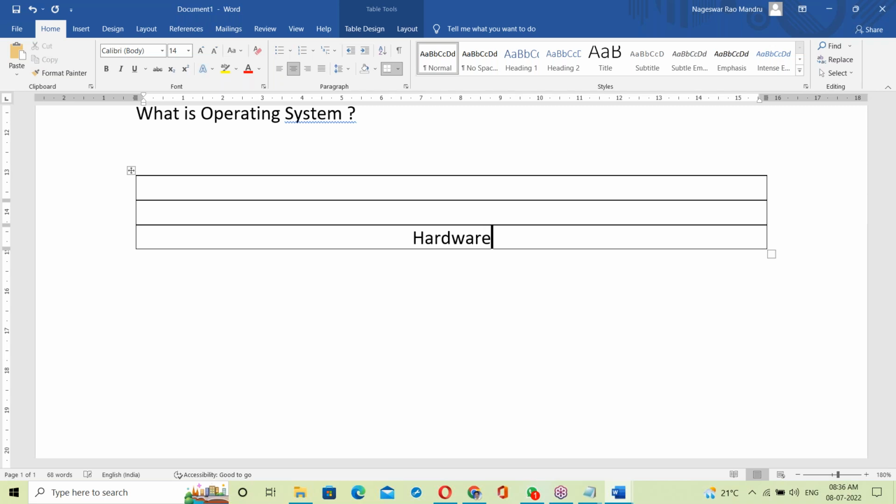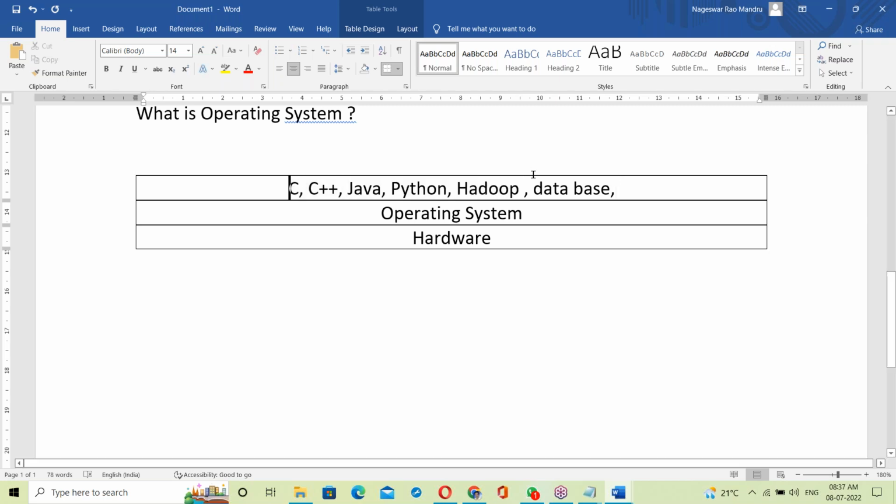In your computer, there is hardware. On top of the hardware, the operating system runs. On top of the OS, every program runs, like C program, C++, Java program, maybe Python scripting. Even Hadoop and databases also run on top of the OS. Even MS Office requires the OS.